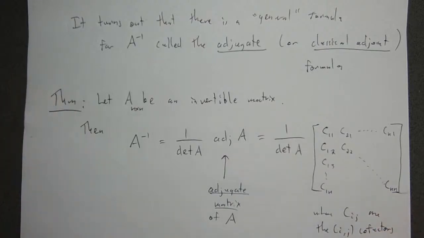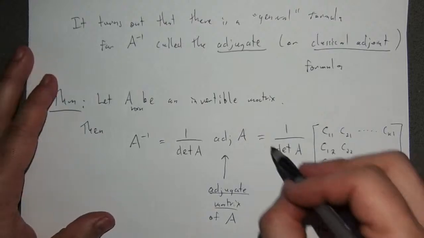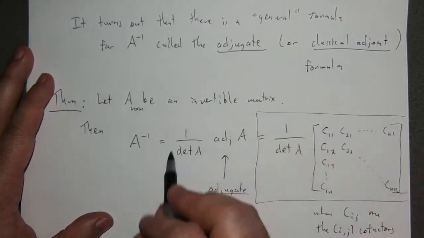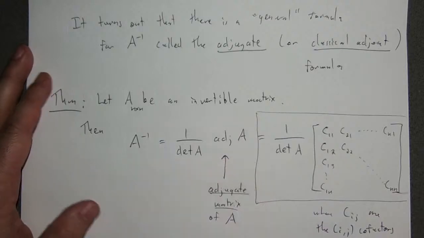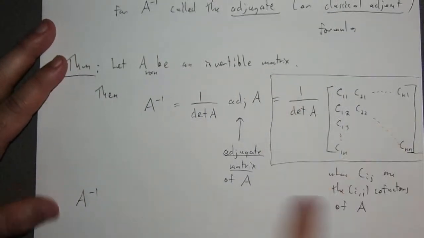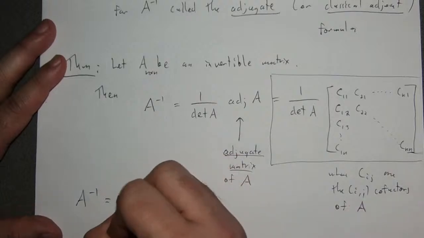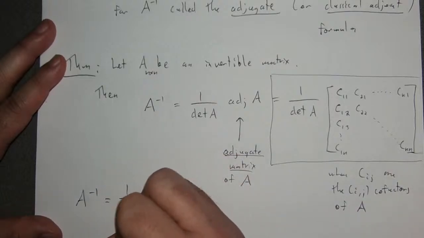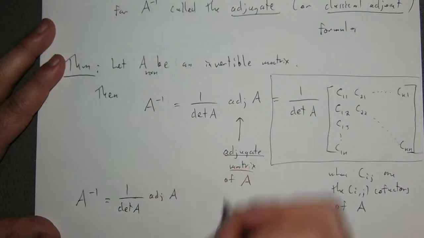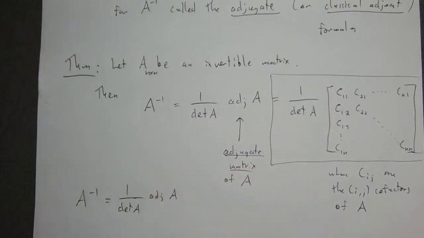Now, this is my expression for this. Of course, in a simpler way, I write it like this. So I write without all of the explainers here: A inverse is 1 over the determinant of A times the adjugate of A.